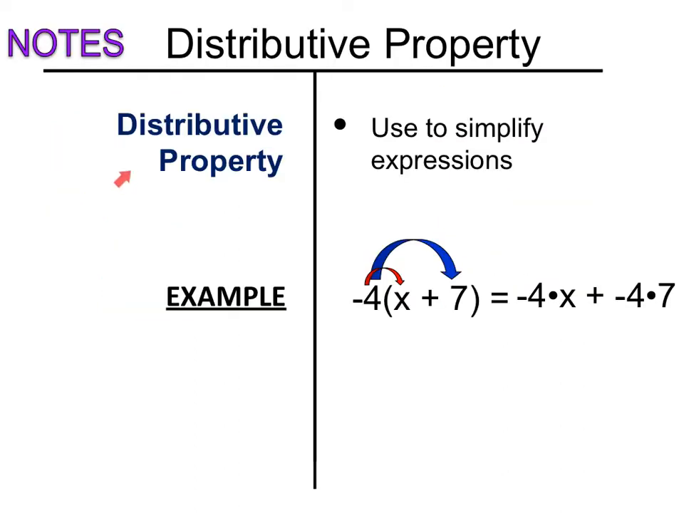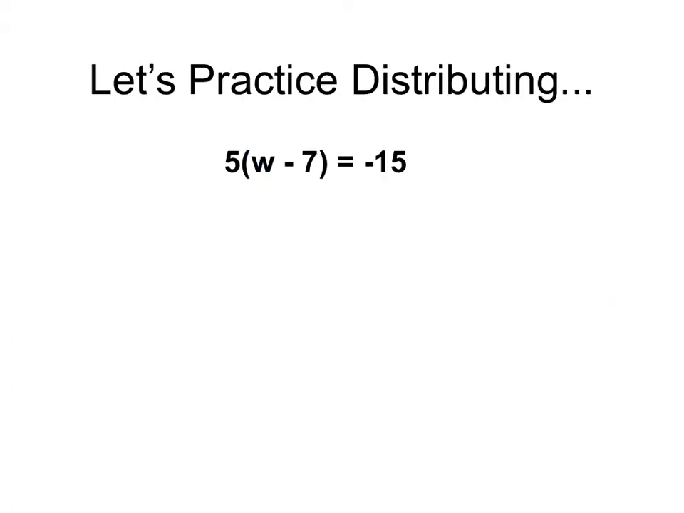So to review, we're going to use the distributive property to simplify expressions. And here's an example of what we just did in the previous 2 examples. My number on the outside is going to be distributed to each term on the inside, and the operation going on is multiplication. So I have negative 4 times x plus negative 4 times 7. All right, let's practice our distributing on an equation now.